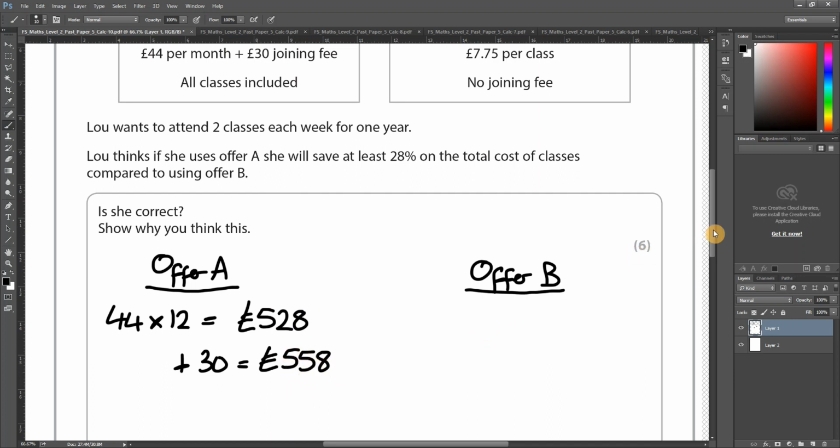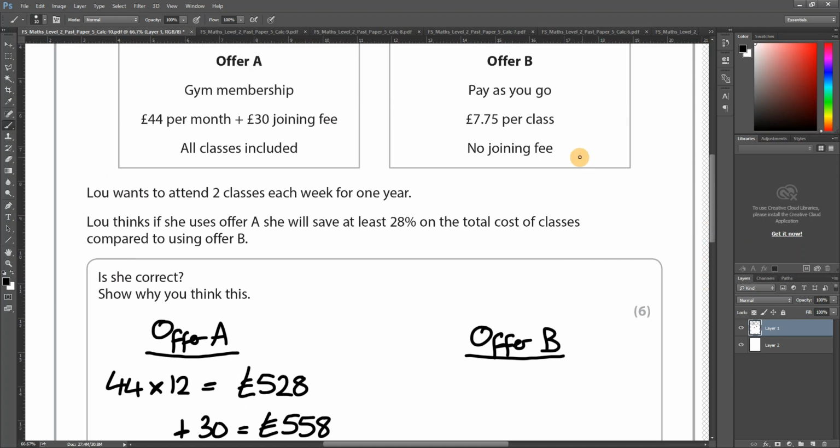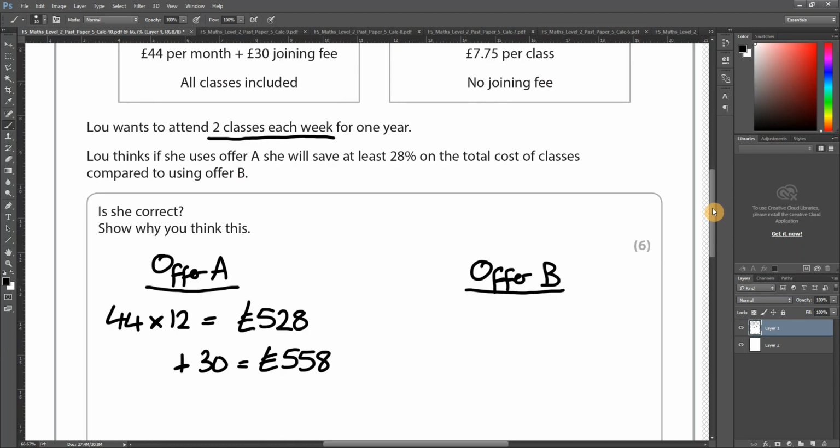Offer B, let's just have a look at offer B. So it's pay as you go, £7.75 per class, and there's no joining fee. So if it's £7.75 per class, she wants to do 2 classes per week, where it says here, 2 classes each week. So we're going to have to do £7.75 times by 2. Let's do that first. 7.75. Let's do that on the calculator. That gives me £15.50. That's going to be per week.